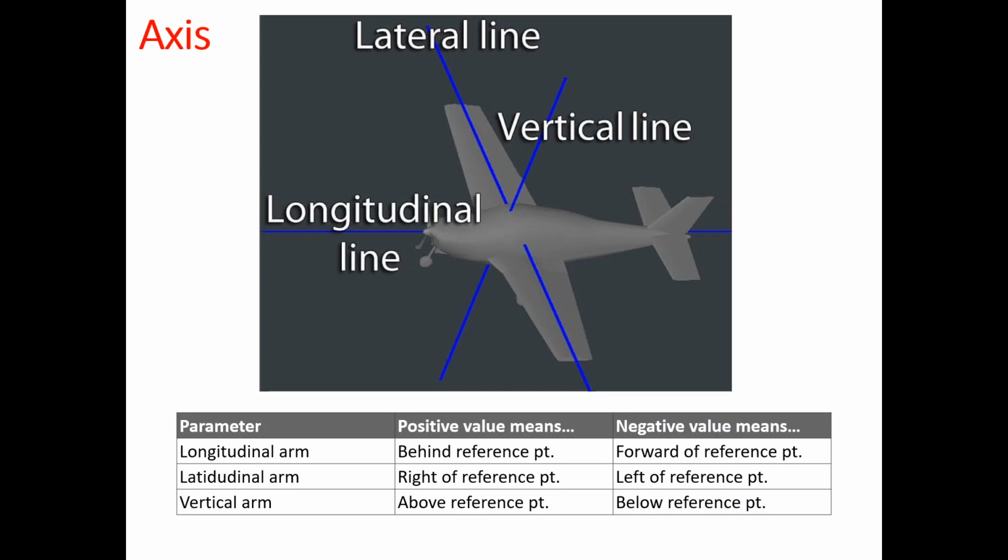Something that you have to keep in mind, and this is very important when you are changing the design parameters, is the main axis of the movement of an aircraft. We have the lateral, vertical, and the longitudinal axis. Just make sure that you understand what is the positive value in the Playmaker software and what is the negative value. For the longitudinal arm, a positive value is behind the reference point. So in this direction, this is a positive value. And a negative value is forward of the reference point. Okay, so this is going to be positive, negative, right?